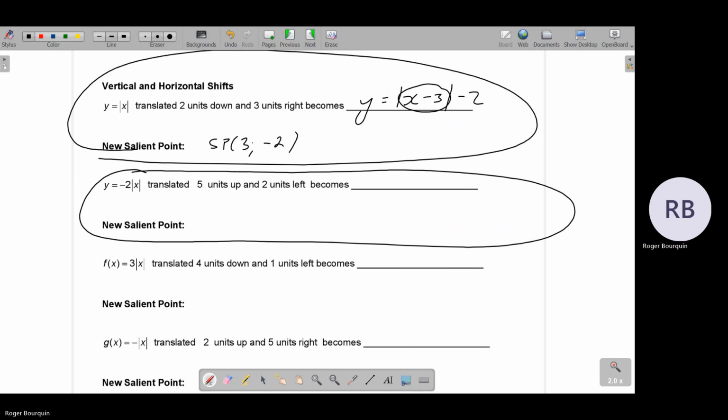Right. Sarah, this one over here. If I move it 5 up and 2 to the left, what's the equation going to become? x plus 2. Okay, good. Right, you want to get that equation? Negative 2x plus 2 plus 5, right? Yes. Okay, so Navani, what's going to be the coordinates of the new salient point? Good. Right, try the next one, guys.